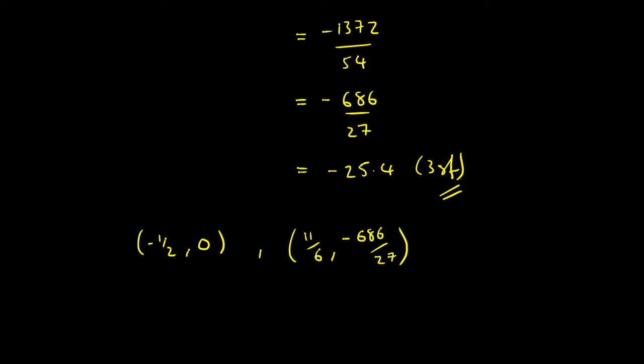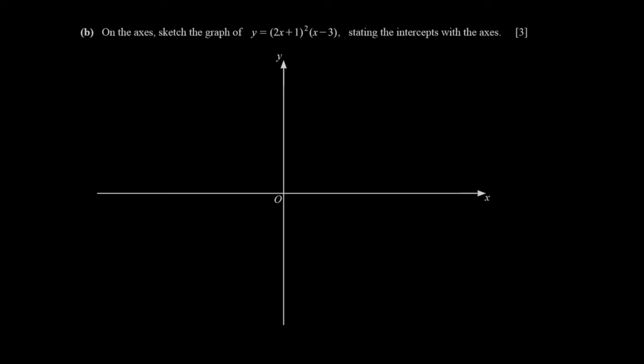Okay, so part B. On the axis, sketch the graph of the function stating the intercepts with the axes. Now look, this is a cubic, isn't it? And it's a positive cubic. So positive cubics look like that, and a negative cubic would look like that. So we know we've got a positive cubic. That's kind of the first big point.